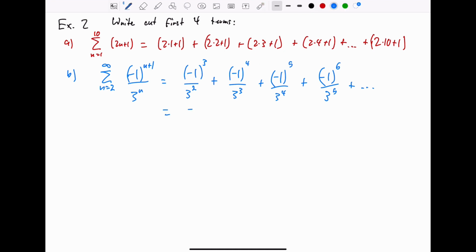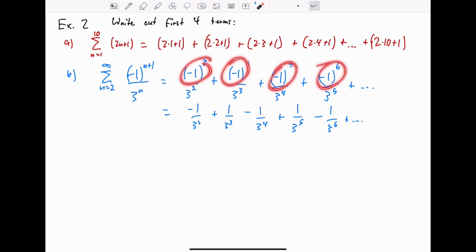Negative 1 cubed is negative, so negative 1 over 3 squared. And then negative 1 to the 4th is positive, so we'd have 1 over 3 cubed. Negative 1 to the 5th is back to negative, so I have minus 1 over 3 to the 4 plus 1 over 3 to the 5. The next term would be minus 1 over 3 to the 6, and the pattern continues. So when we have these negative 1's raised to a power, we get this flip-flop, negative, positive, negative, positive. That's an important pattern that we're going to see quite a bit. Take a look at letter C.